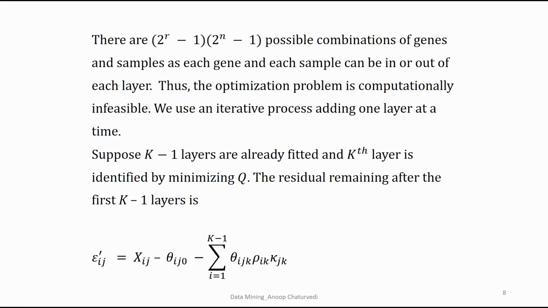Now, in all there are 2 to the power r minus 1 into 2 to the power n minus 1 possible combinations of genes and samples, as each gene and each sample can be in or out of each layer. So, either a particular gene belongs to a particular layer or not. Similarly, a particular sample belongs to a particular layer or not. So, the optimization problem is computationally infeasible, and we use an iterative process, adding one layer at a time. We just add the layers one by one.